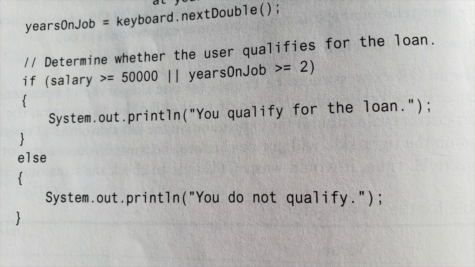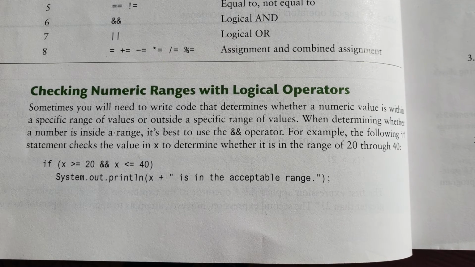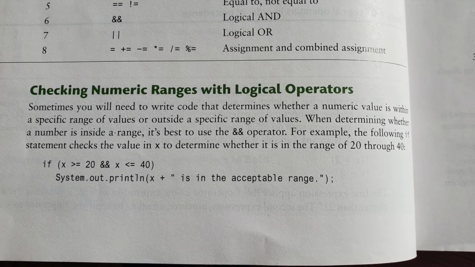Here's the same example for the qualification for the loan, but the rule in this case is that the person needs to at least make a certain number of dollars or have been in the job for a certain length of time. So it reads, if salary is greater than or equal to 50,000 or the years on the job is greater than or equal to 2, then display that the person qualifies for the loan. Otherwise, you do not qualify. So it means that both conditions are false to get that the person doesn't qualify.